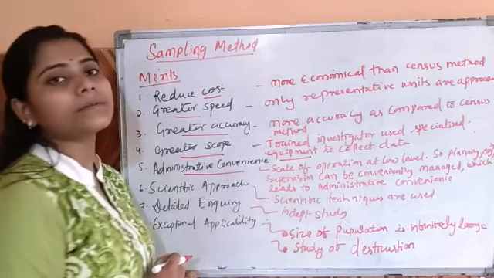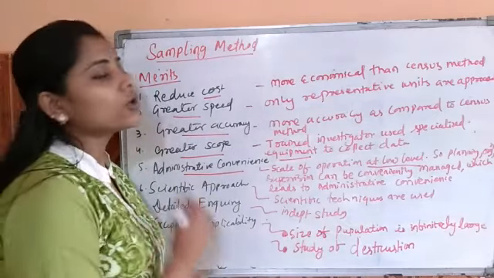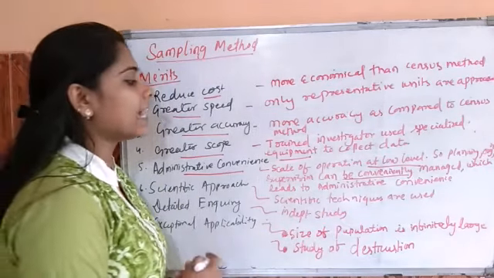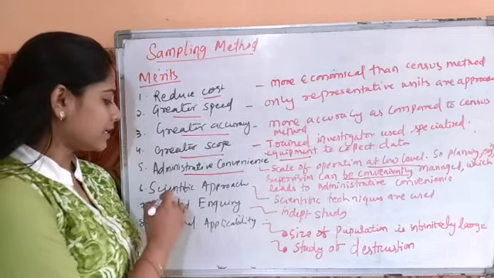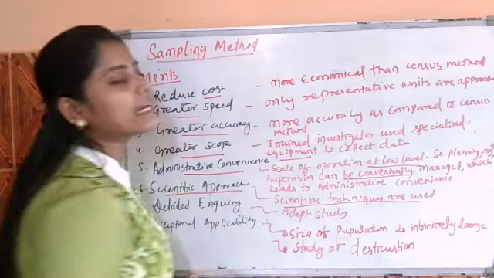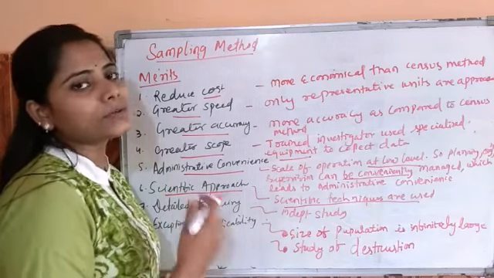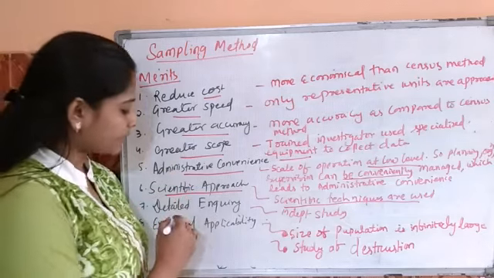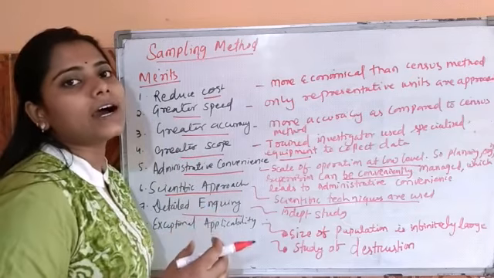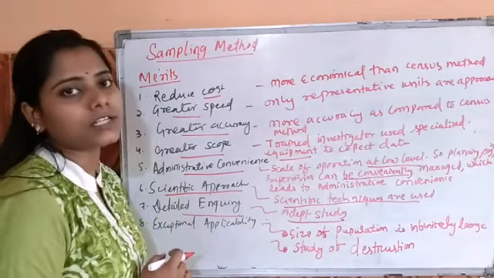The next is administrative convenience. Basically the scale of operation is at a low level, so the planning, organizing and supervision can be conveniently managed, which leads to administrative convenience. Next is scientific approach. Scientific techniques are used to collect the sample, and through the sample we collect the data which is appropriate for the study. The next is detailed inquiry. We collect a small sample, so it is easy to study it, and we can do an in-depth study of the sample.